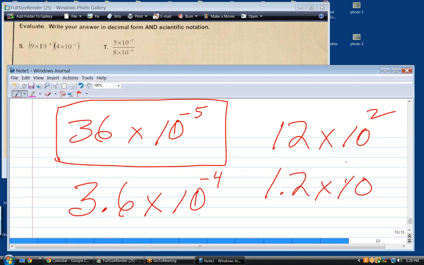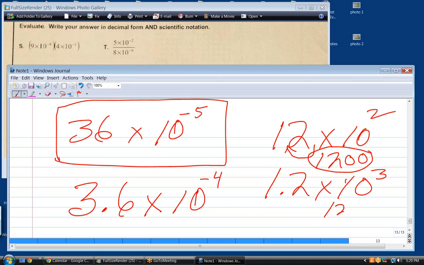100. What's 12 times 100? 1,200. Okay. So, what did I do when I moved my decimal point one spot to the left? How many exponents did I have to add to the 2? 1. Correct. Okay, so that became 1.2 times 10 to the third, right?